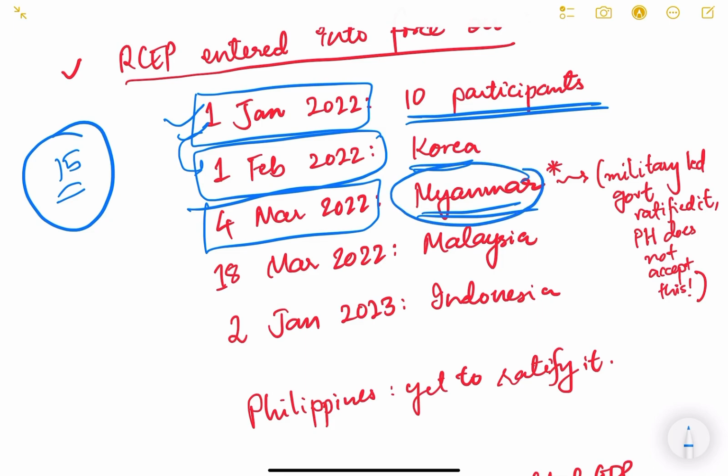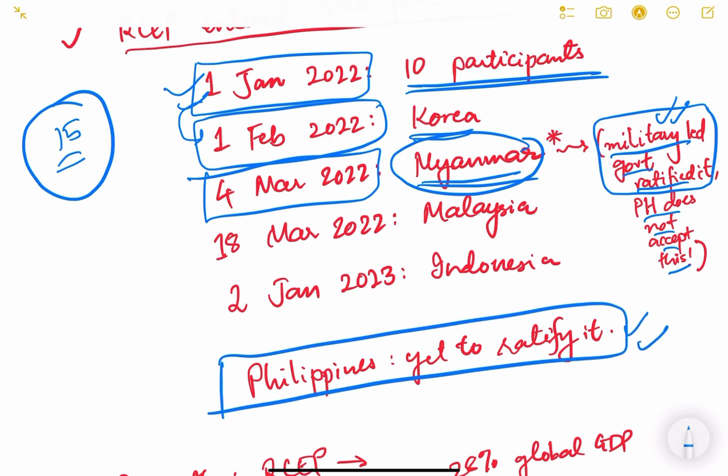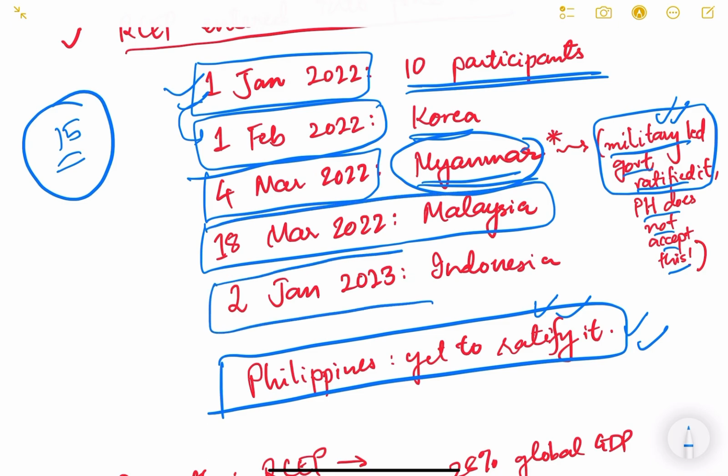However, the ratification by Myanmar was opposed by the Philippines. Philippines did not accept it because Philippines said that in Myanmar there is a military-led government, and the democratically elected government was ousted by the military-led government, and therefore Philippines says that we will not accept this ratification. So therefore, the force of RCEP in Myanmar is still questionable because one of their own members is not accepting it. And that is also the reason Philippines has not yet ratified it. It says that I will not accept the ratification by Myanmar, and till that point I will also not ratify it. And on 18 March, Malaysia ratified it, and just very recently on 2nd January 2023, Indonesia also ratified it, and it came into force in these countries.